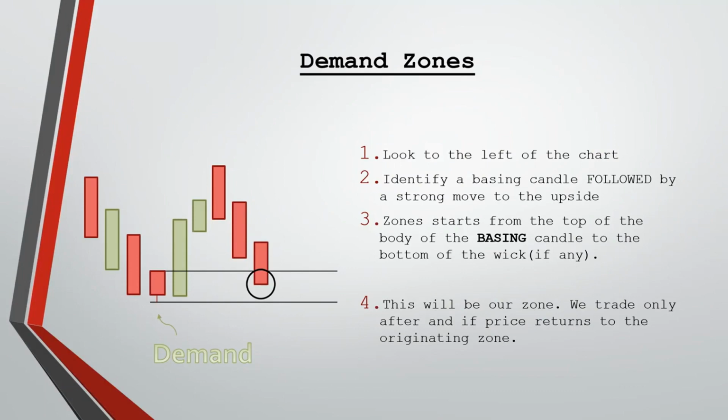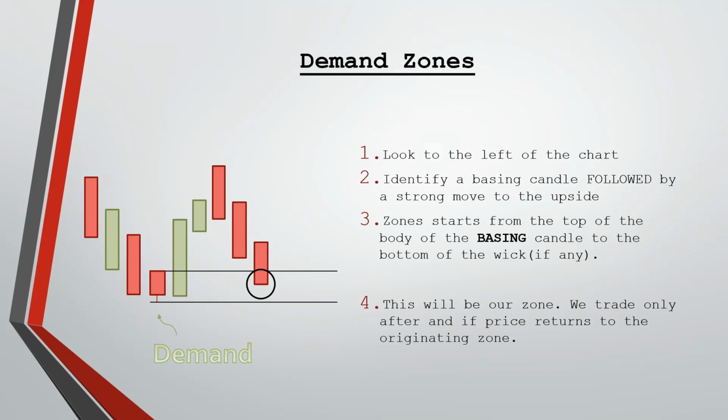Okay, so now we have to talk about demand zones and how we are going to draw them. The demand zones are going to be universal, but each demand zone may look different depending on the type of candlestick formation we receive. For every demand zone, we look to the left of the chart, because we're looking for a previous zone where those unfilled orders are. The only confirmation we receive to get this zone is a basing candle followed by a strong move to the upside.